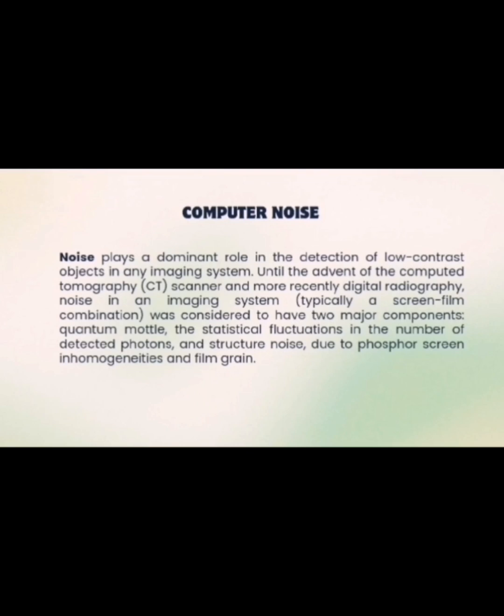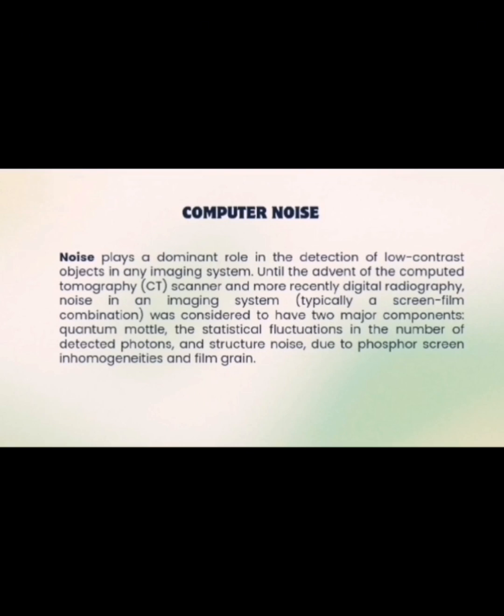Noise in an imaging system, typically a screen film combination, was considered to have two major components. The first one, electronic noise. This arises from the inherent fluctuations in electronic components such as amplifiers and detectors during the signal acquisition process. The second one, quantization noise. This occurs due to the discrete nature of digital imaging, where continuous analog signals are converted into discrete digital values. Quantization noise results from rounding errors during this conversion process.